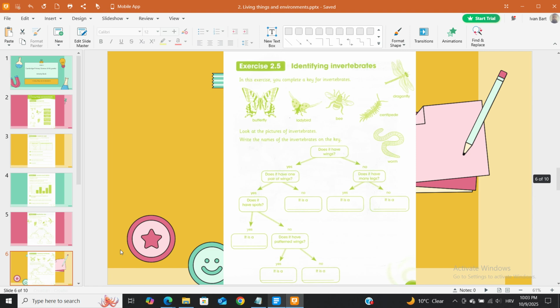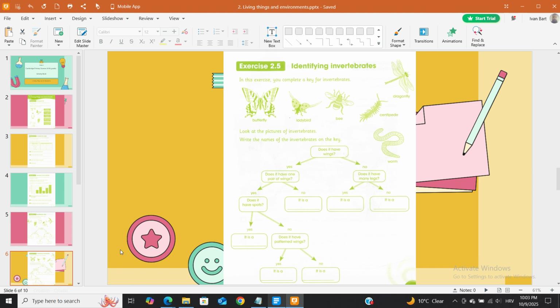Exercise 2.5 Identifying invertebrates. In this exercise, you complete a key for invertebrates. Butterfly. Dragonfly. Centipede. Bee. Ladybird. Look at the pictures of invertebrates. Write the names of the invertebrates on the key.